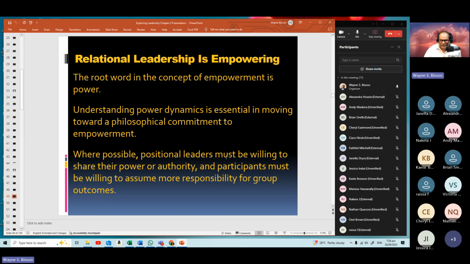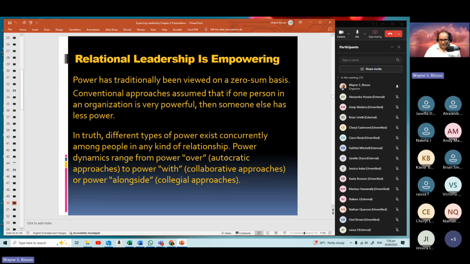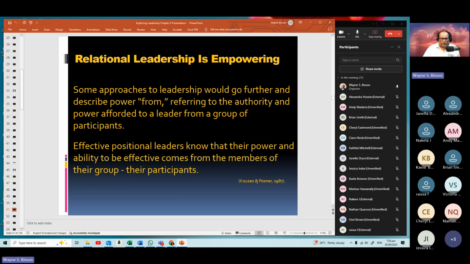And you can't dictate everything that they do by paying attention to them all the time. So this is what we talk about: power being a zero sum game for some people. That's the conventional or traditional view of things. There are different types of power that exist within organizations. Power dynamics range from power over people, that's the autocratic approach, power with people, that's collaborative power, and power alongside people, that's collegial power. That is people working within organizations or associations. Those organizations have power within societies because of the nature of what they do.